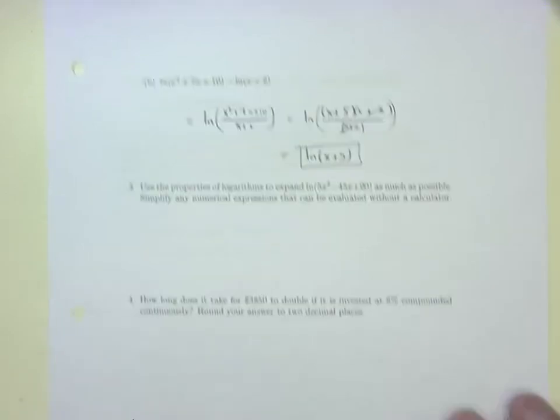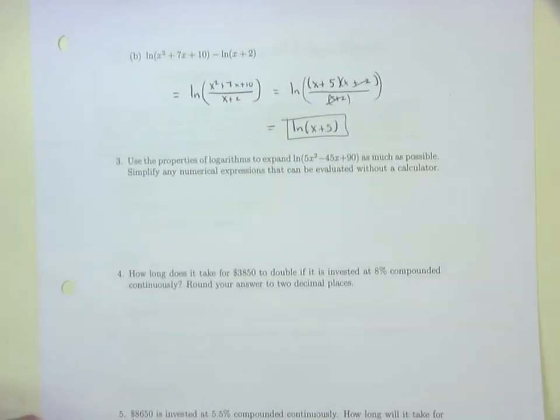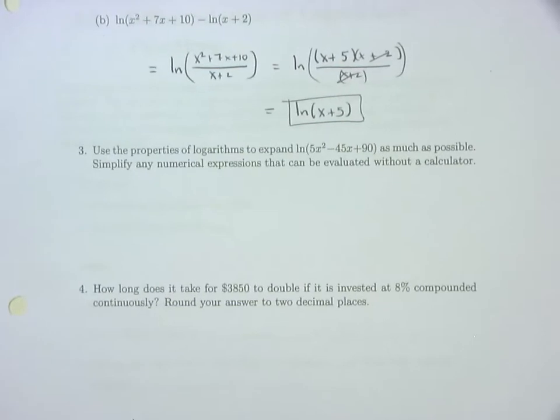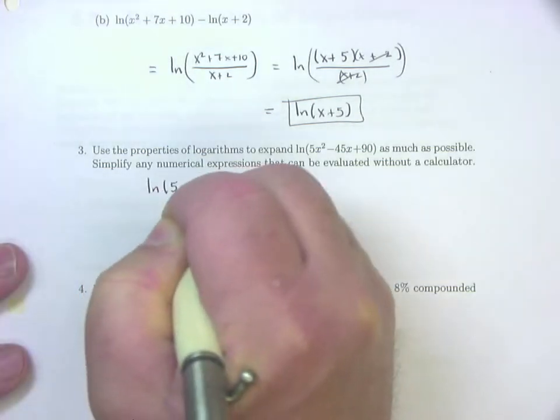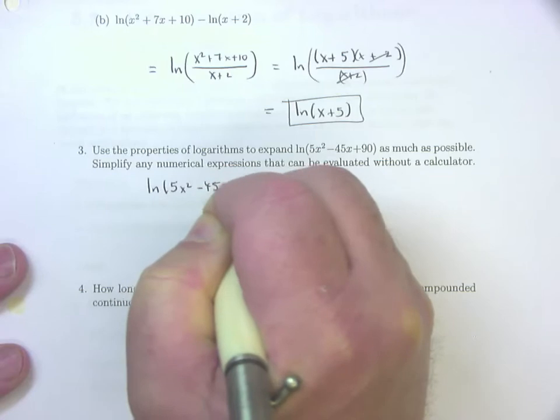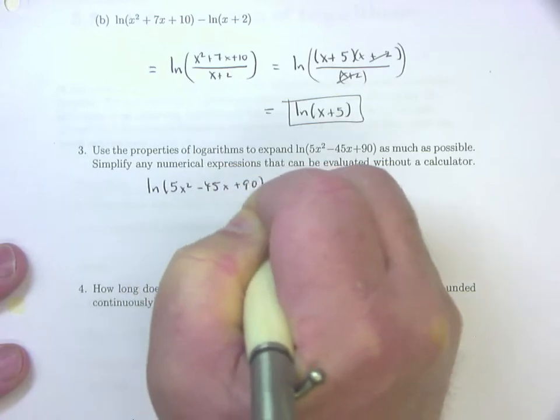Take a look at number 3 here. Number 3 asks you to use properties of logarithms to expand the natural log of 5x squared minus 45x plus 90 as much as possible. Simplify. Any numerical expression can be evaluated without a calculator. Okay, so this basically wanted to clean up this particular function here. Now, the problem is I've got the natural log of 5x squared minus 45x plus 90.